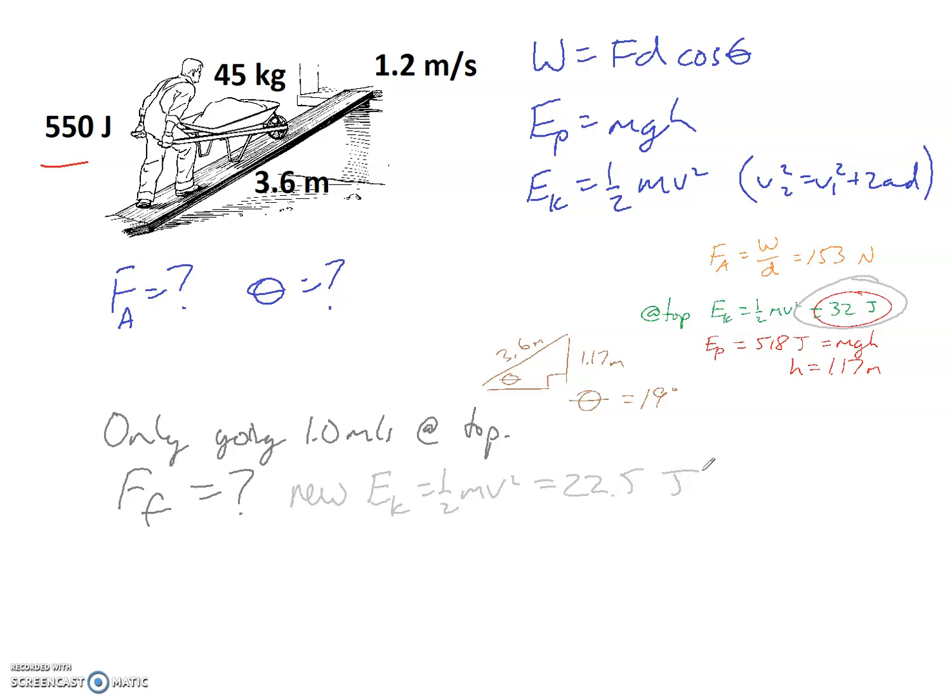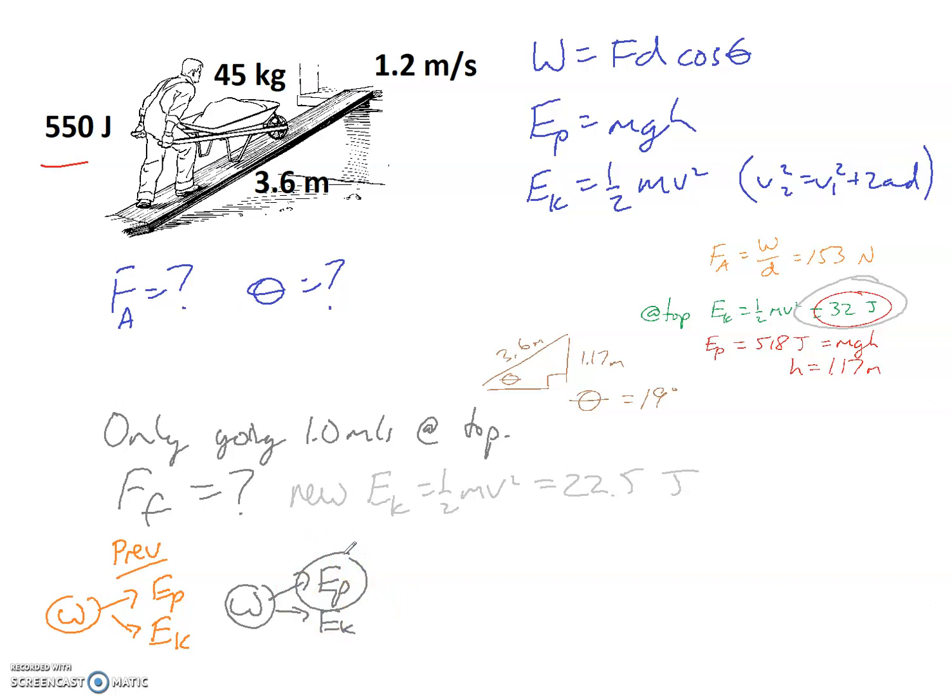Okay, so he's still done 550 joules of work. The wheelbarrow still has 518 joules of potential energy. The only thing is some of the kinetic energy that I had before, some of that 32 has now been lost to friction. So if I summarize a little bit, in the previous setup, he did the work. And the work went to potential energy and the work went to kinetic energy. Now we've changed the situation a little bit. He still has done work, still has gone to potential energy, still has gone to kinetic energy.